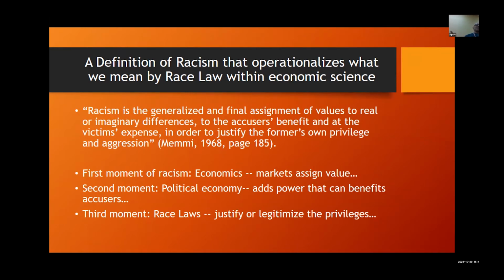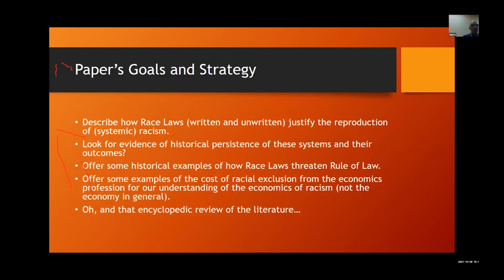Systemic racism is the word that people throw around. My co-author doesn't like that because her view is that racism itself is systemic. So just say racism. That racism needs to be justified, legitimized by something. Otherwise, it's just individuals, and in a competitive environment that tends to disappear. So the paper's goal is to describe how race laws, written and unwritten, justify reproduction of systemic racism.